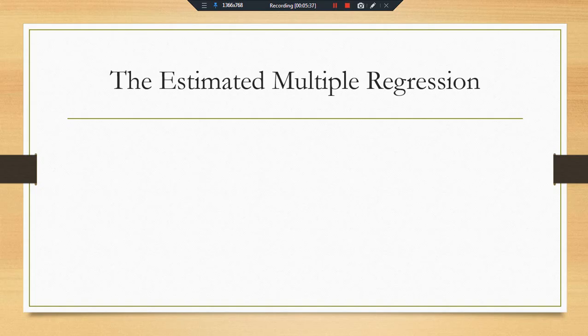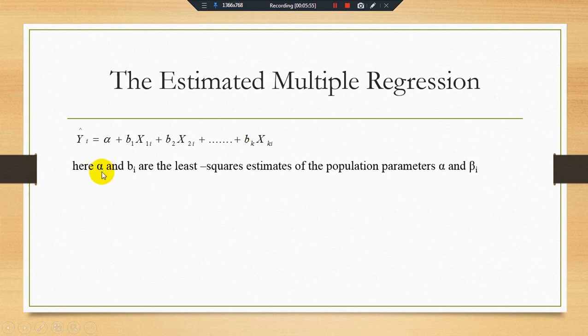Estimated multiple linear regression model. We have the estimated yi equal to a plus b1 x1i plus b2 x2i plus so on up to bk xki. Here a, which you can call alpha, and bi are the least squares estimates of the population parameters. We know that the population parameters are represented by alpha and beta. So these sample a and b are the true representatives of our population parameters alpha and beta.